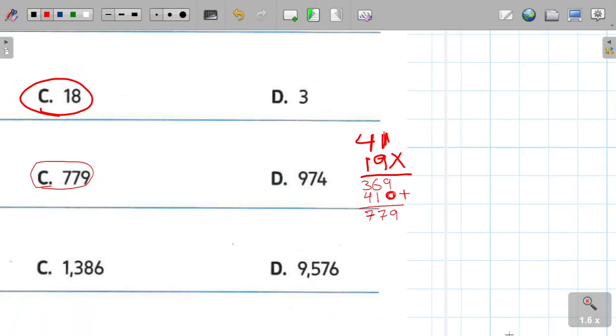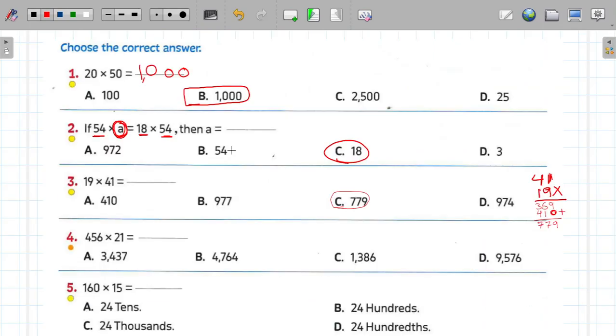Okay, let's return again. The next question, I have 456 times 21. Okay, so let's try. Let's multiply by 1 first. 1 times 6 is 6. 1 times 5 is 5. And 1 times 4 is 4. Next, I will write 0 in the ones digit.